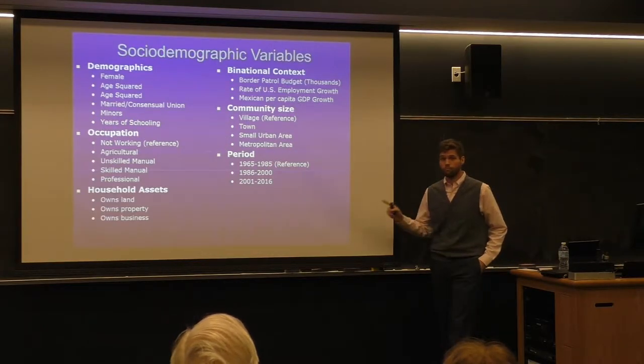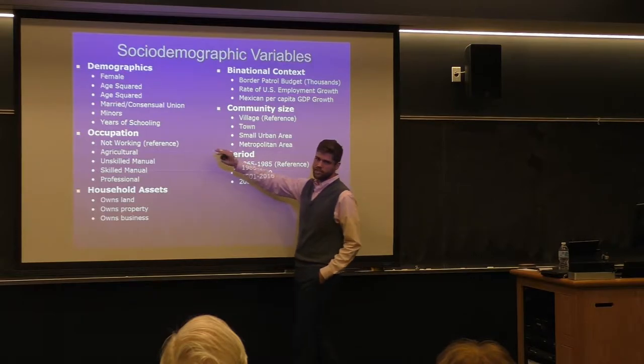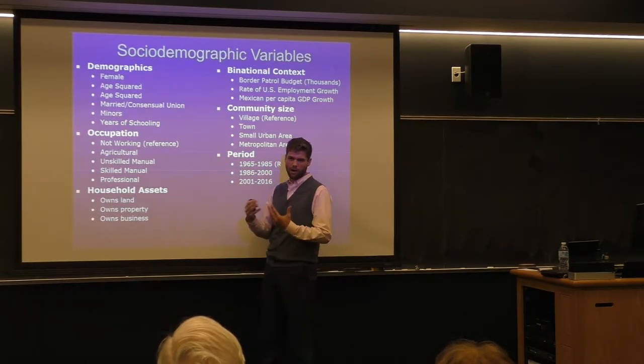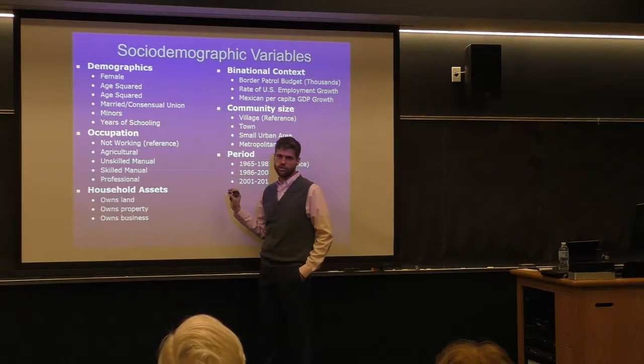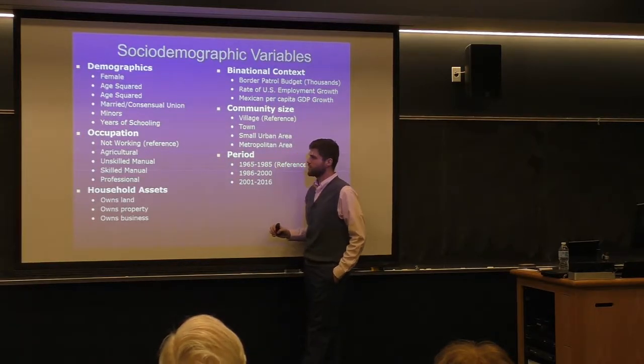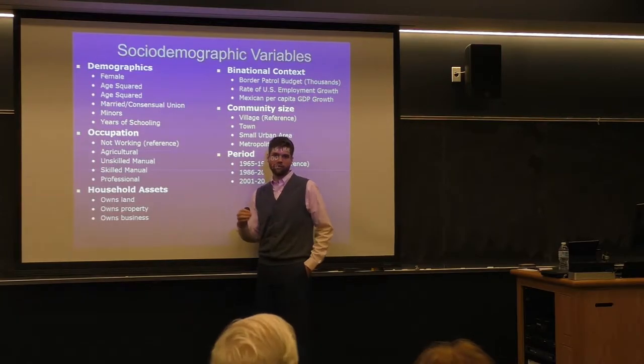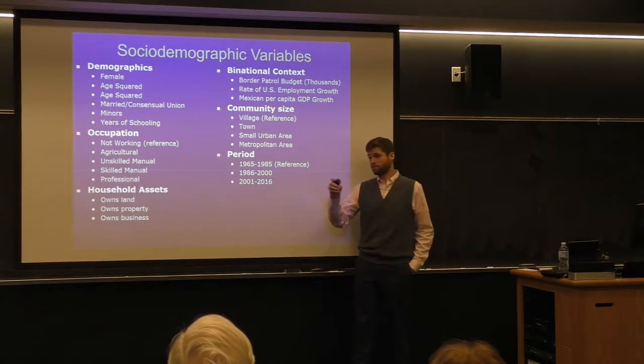So the occupation is when? This is in year T. So if we're predicting the probability of movement in year T plus one, all of these variables are measured in year T. So it's saying where the workers are coming from in the U.S. Yes?